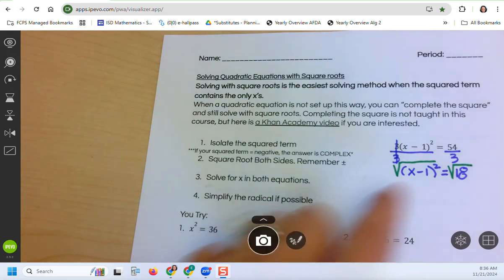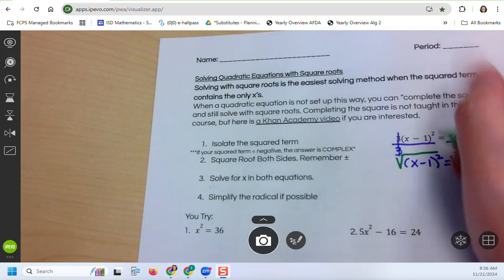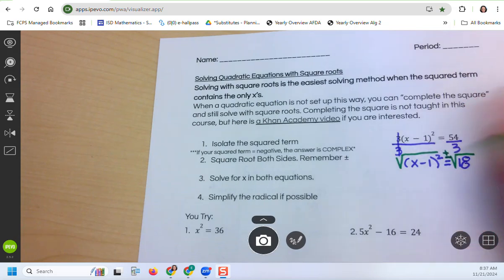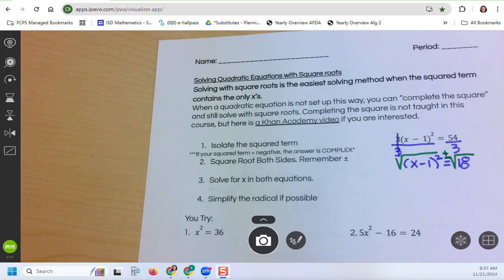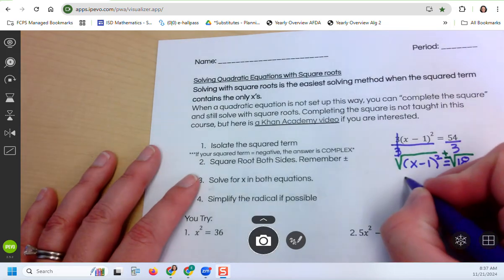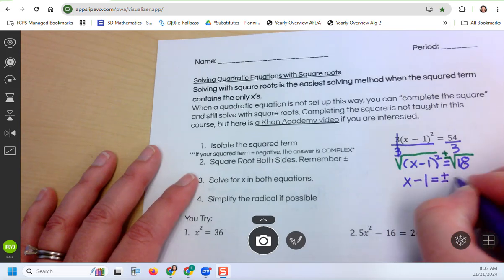So if I tell you that a number squared is 18, my answer might be the positive root of 18, or it might be the negative root of 18. So in front of your root there, you need to put a plus or a minus. This is where we're going to get our two answers from. You don't pick one to put a plus and one to put a minus. You put them both, because they're both answers. So we're going to find two answers, plus and minus, okay? Now on the left side, the square root and the square cancel out. So I have just x minus 1 equals plus or minus root 18.